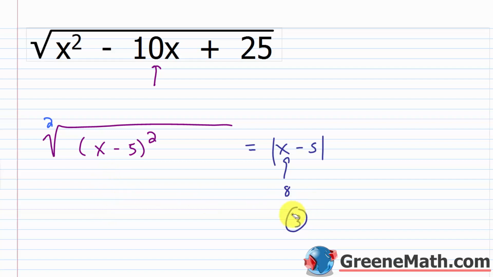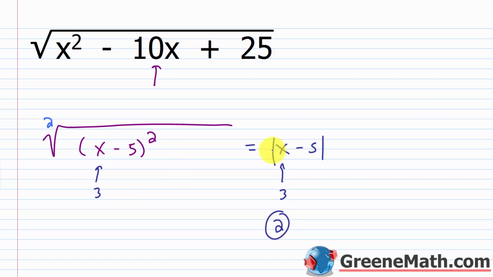If I plugged in something that made it negative, though, think about this. If I plugged in, let's say, a 3. 3 minus 5 is negative 2. So I'd plug in a 3 here. Negative 2, the absolute value of that is positive 2. So this should be my answer. So plug in a 3 there. 3 minus 5 is negative 2. Negative 2 squared is 4, okay, positive 4. The square root of positive 4 is 2.